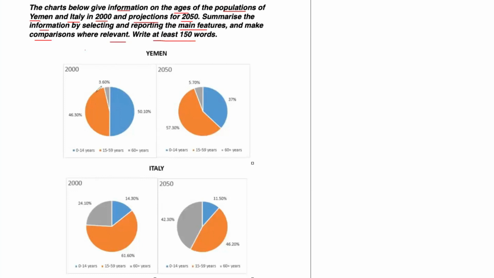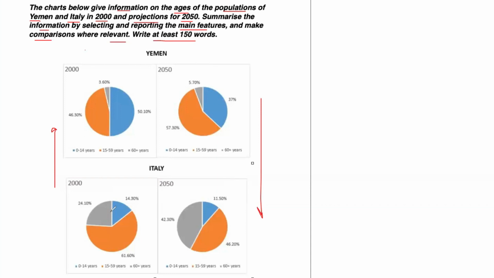And you see we are given 4 pie charts, 2 that correspond to Yemen and 2 that correspond to Italy. It's also important to note that we have 2 that correspond to the year 2000 and 2 that correspond to the year 2050. So you might think that you have a choice here. You could either group the information based on Yemen in one category and Italy in the other category, or you could group the information in the year 2000 and then in the year 2050. Now I'm going to show you which one is actually better, and I'll explain why.